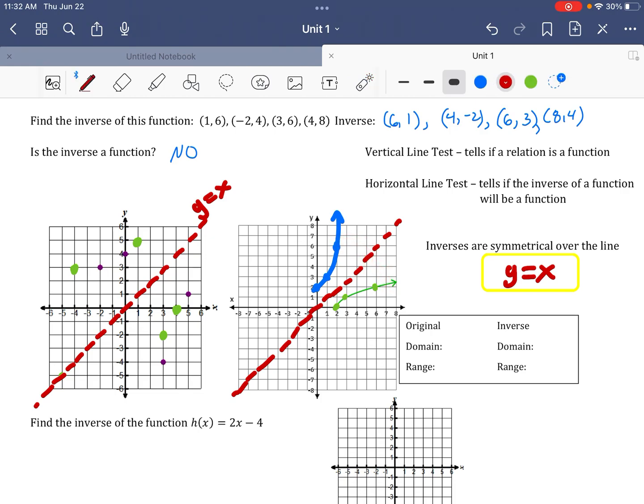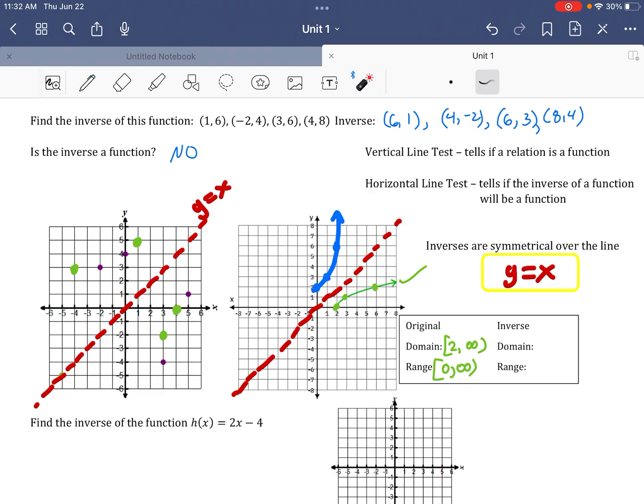All right, so let's do one more thing and look at how domain and range are affected with inverses. The original graph, this green one: the domain basically exists from 2 to the right, so the domain is from 2 to infinity. The range of this graph is from here up, so from 0 to infinity. So let's look at the inverse, the blue one.